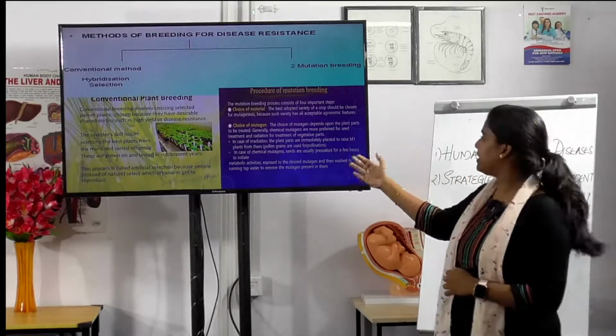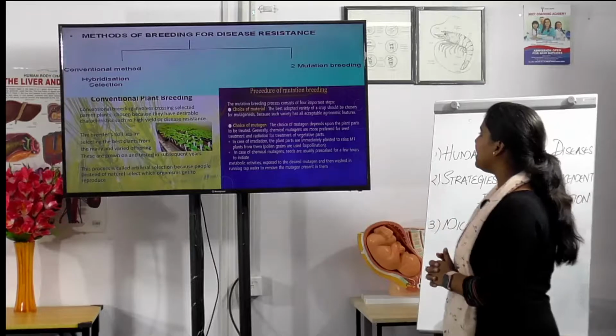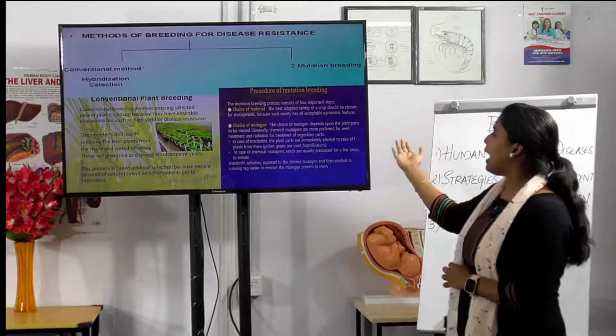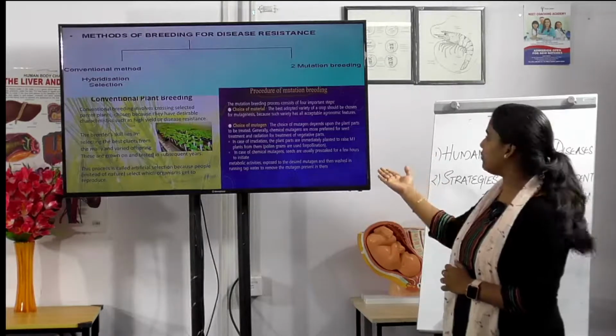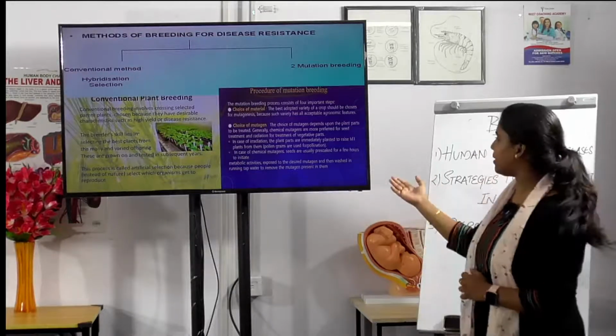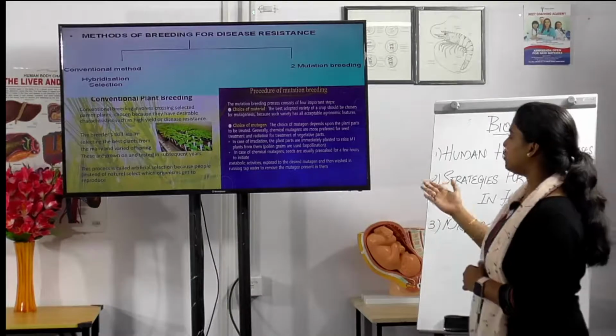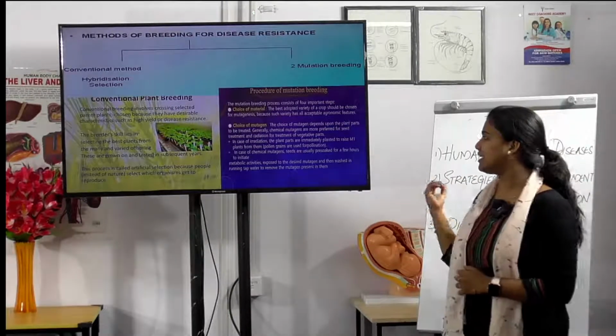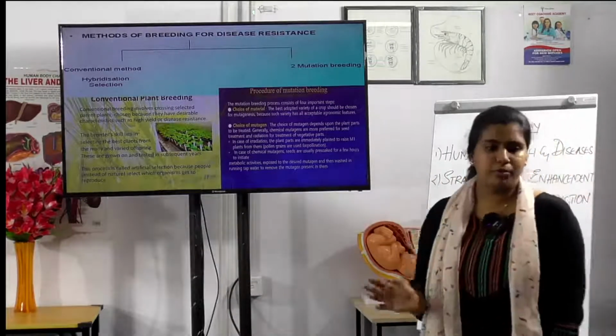but in the case of irradiation, the plant parts are immediately planted to raise the M1 plants from them. In the case of chemicals, the seeds are usually pre-soaked for a few hours to initiate metabolic activities, exposed to the desired mutagen, then washed in running tap water to remove the mutagen present in them.